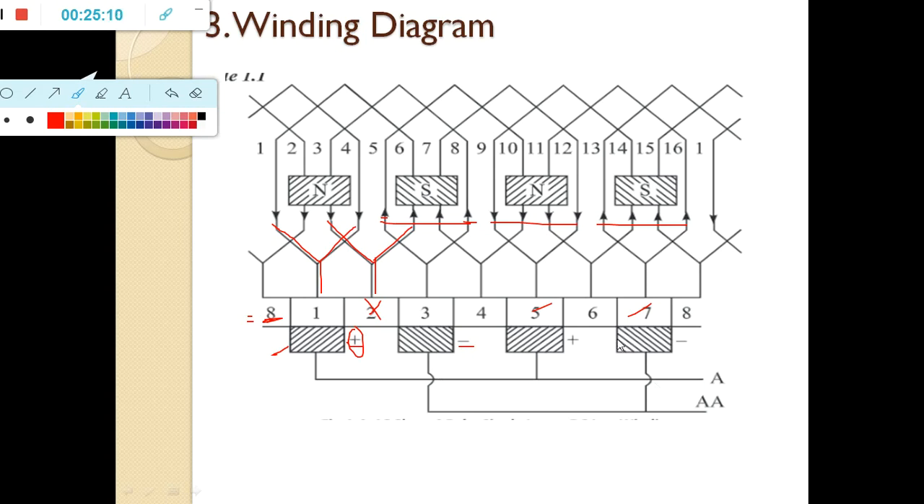And in the next video, for the same example, I will be demonstrating how to draw a lap winding diagram in the AutoCAD tool.